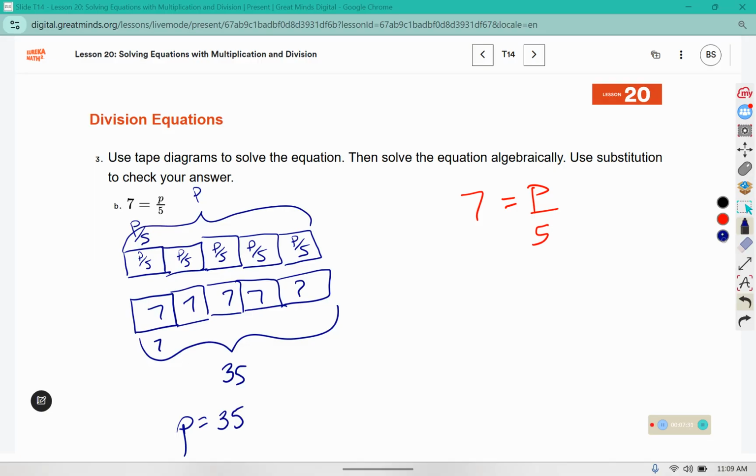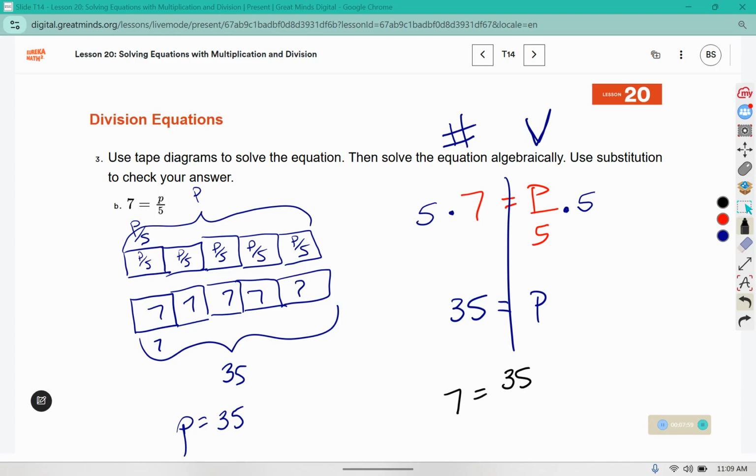Algebraically, the variables are over here, and the numbers are over here. To undo division, we would multiply. We have to do it on both sides to keep our equations balanced. 5 divided by 5 is 1p, and 5 times 7 is 35. If we check, 35 in the place of the p, 35 divided by 5 is 7, so it is a correct solution.